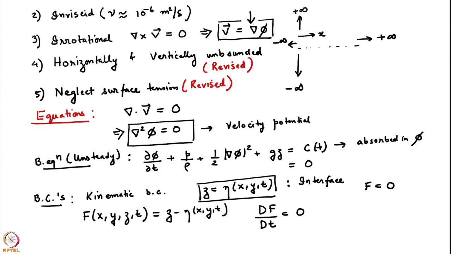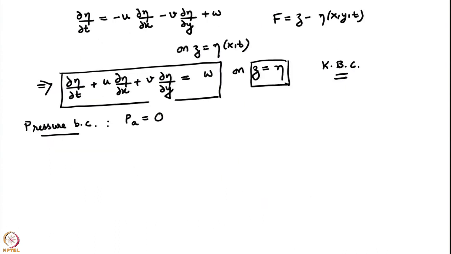This led us to an equation of this form, which I have put in brackets here: del eta by del t plus u del eta by del x plus v del eta by del y is equal to w. Recall that u, v are the x and the y components of velocity, w is the vertical component of velocity, and this equation is true only on z is equal to eta.